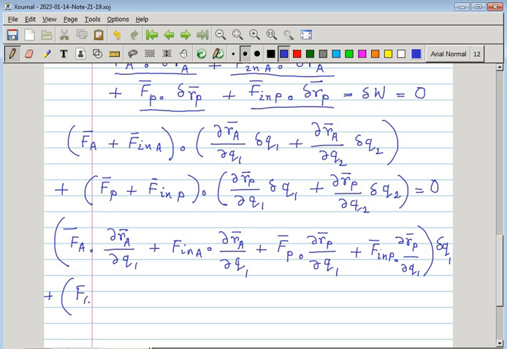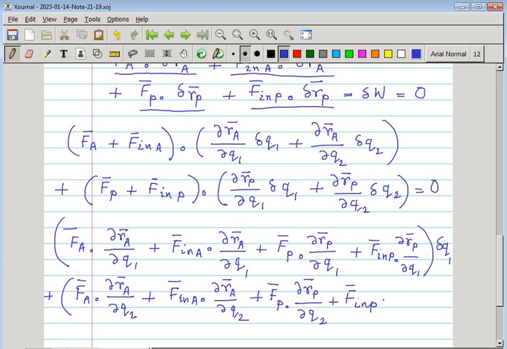Plus Fa dot del ra/del q2 del q2 plus F in A dot del ra/del q2 del q2 plus, this is Fp dot del rp/del q2 del q2 plus F in P dot del rp/del q2 del q2 equal to 0.